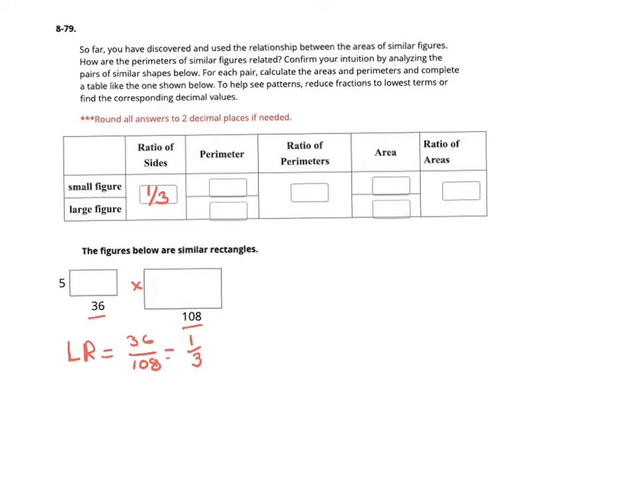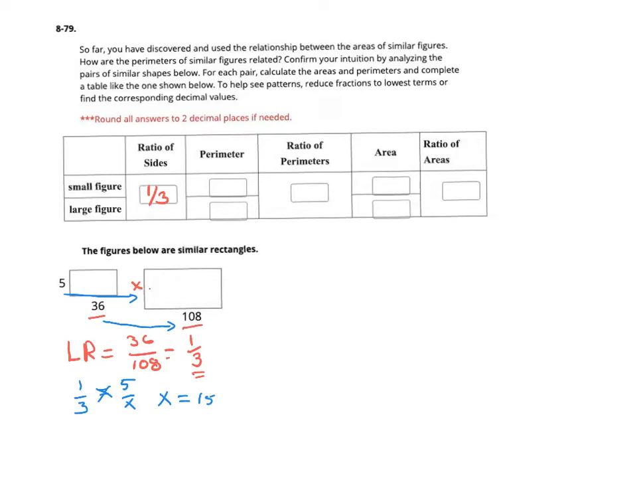I'm going to use my linear ratio to do that. So I'm going to set up a proportion. I'm going to say 1 over 3, which is the ratio of these two sides, has to equal 5 over x, which is the ratio of those two sides. When you cross multiply, you end up with x is equal to 15.